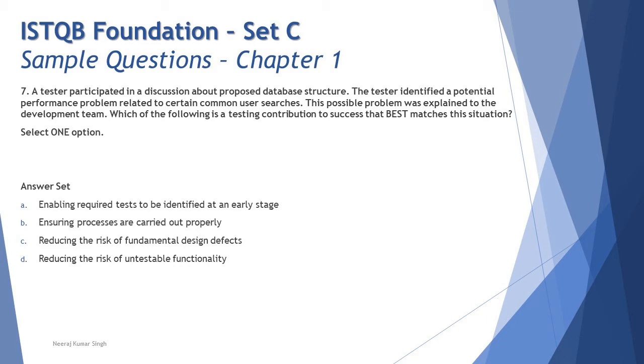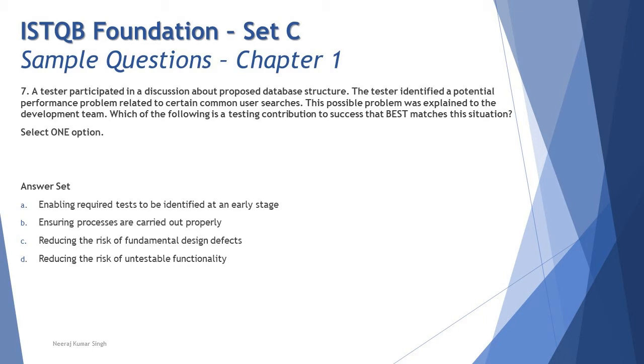Let's look at B, ensuring processes are carried out properly. That's again something a QA can be involved in to a certain extent, but QA is not what is being discussed here. Talking about processes being carried out appropriately is basically a part of quality assurance, and it does not refer to the testing contribution to success. So we cannot pick that option either.